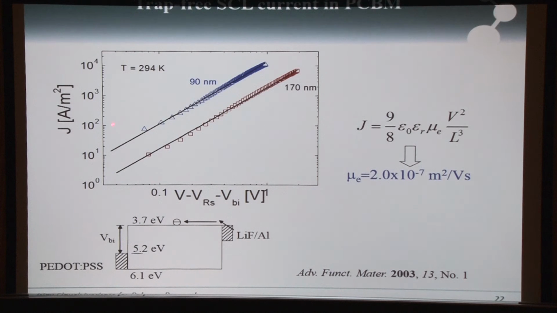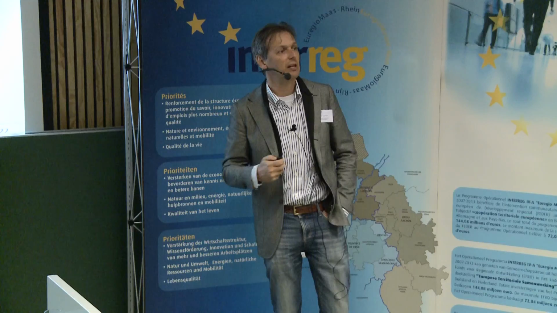And then you find again, very nicely, a quadratic IV curve, trap-free, and you get a mobility of 10^-7, but now in meters squared per volt second. So if you compare this with the hole transport in the MDMO-PPV, it's about 1,000 times better.